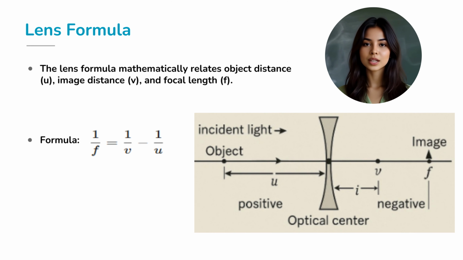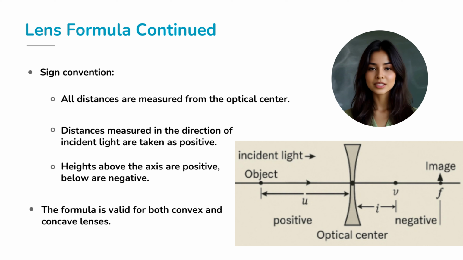Think of it like a friendship triangle, object, image, and lens are all tied together by this single relation. Forget one, and the others complain. Distances measured in the direction of the incident light are taken as positive. In other words, if the light is moving forward, so are the positive values. Distances measured opposite to the incident light are negative. So if you're going against the traffic, be prepared for minus signs.